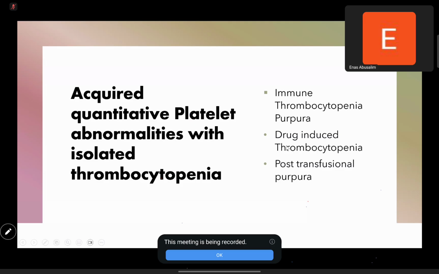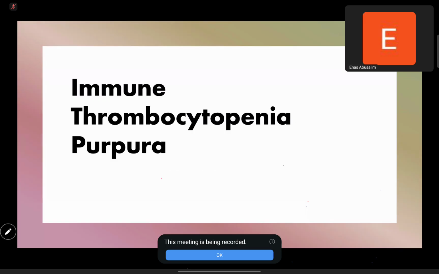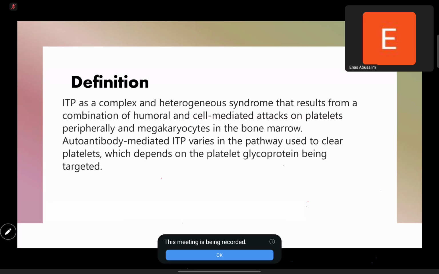There's also drug-induced thrombocytopenia, and if a patient presents with low platelets after a blood transfusion or a platelet transfusion, you need to think about the possibility of post-transfusion purpura syndrome, which is an emergency. Okay, so ITP is a diagnosis of exclusion. It's immune-mediated. So there are autoantibodies that bind to the patient's platelets, causing opsonization and clearance within the spleen.